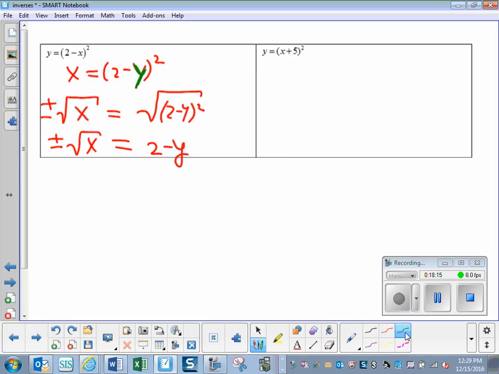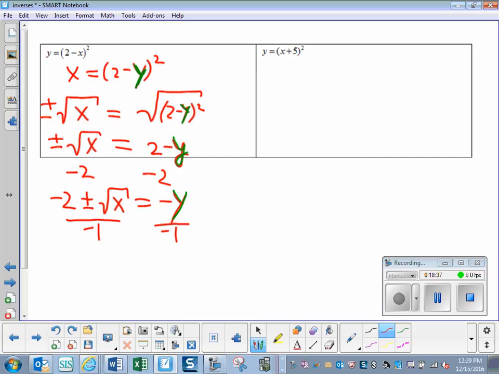So what do I do? How do I solve for y now? Subtract 2 on both sides. So minus 2 plus minus square root of x equals negative y. And finally, how do I get rid of this negative? Divide by negative 1, right? So y equals 2 minus plus square root of x.